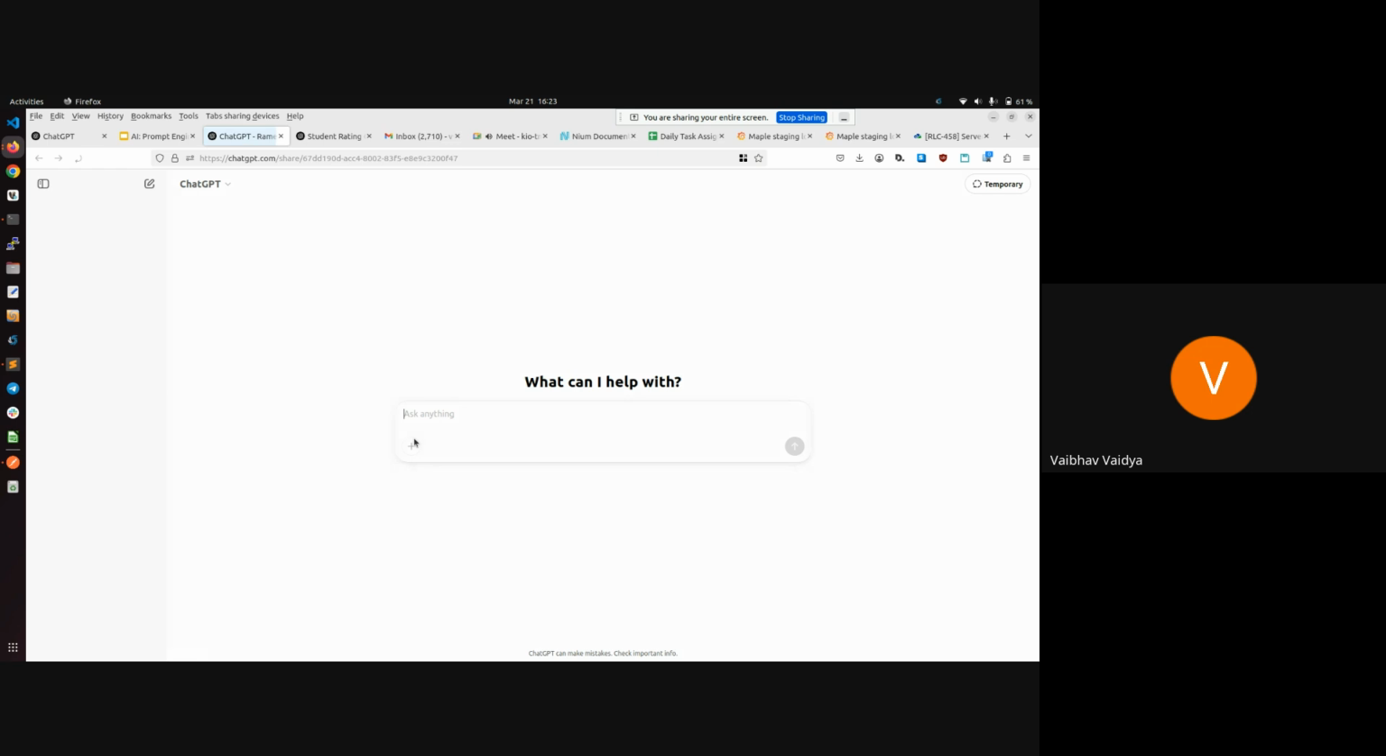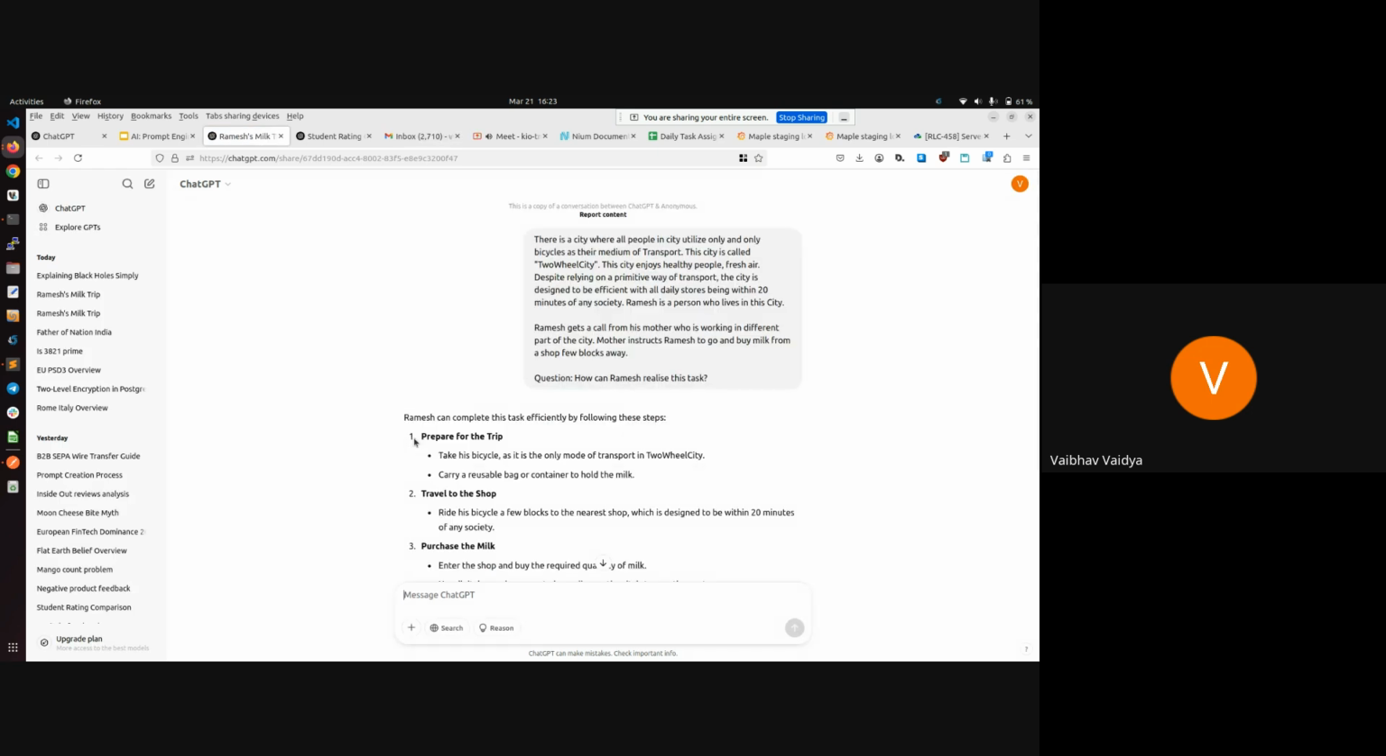Second example, it's not that dynamic. In the second example, I have given a little bit of text. So there is a city, and in this city, basically what I've written is people utilize only and only bicycles. Then I've written a little bit of extra text, like people live in the city, everything is within 20 minutes or not. This is just extra information to maybe distract the AI. Now the basic goal is that there was a guy called Ramesh who got a call from his mother, and the mother instructed Ramesh to go and buy some milk.